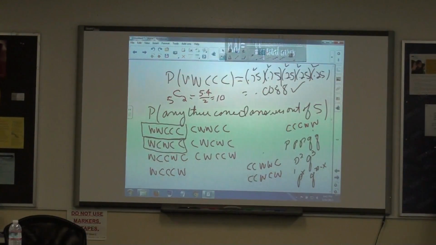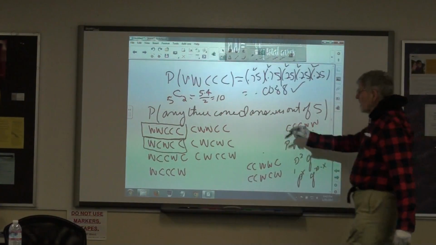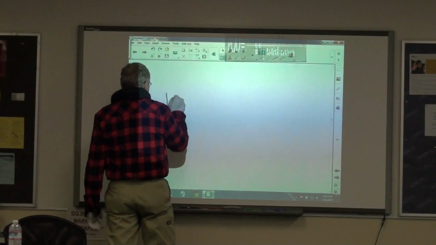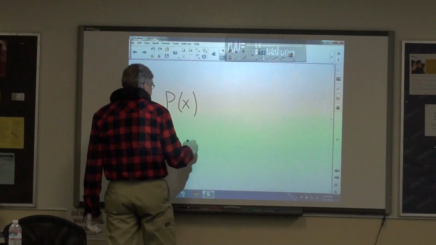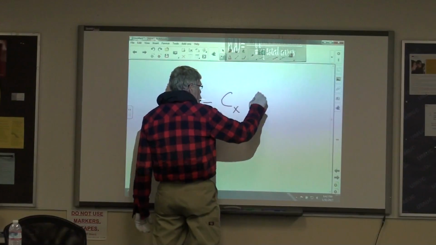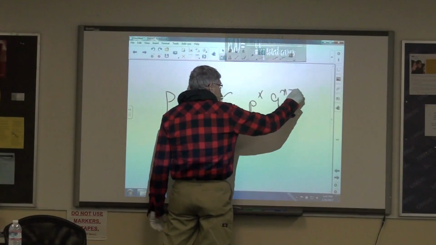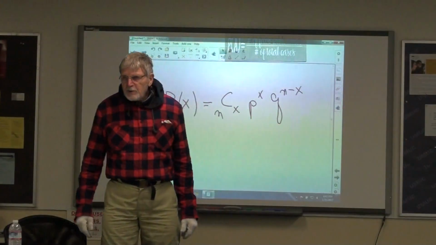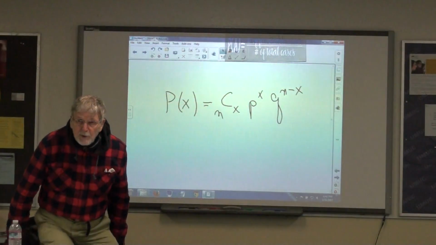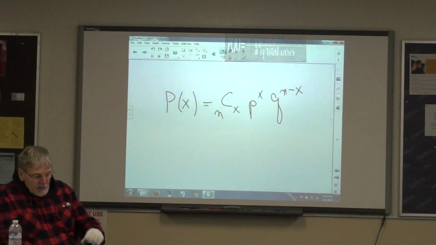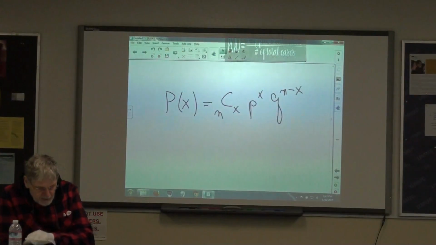So every one of those groupings has a probability of P to the x, Q to the n minus x, and this is how many groupings there are. So once again, we come to the binomial distribution equation. The probability of x out of n is equal to c n x, p to the x, q to the n minus x. So the purpose of these two problems was to convince you of the validity of this equation. Now that that's been done, all we're going to do is go about using it.